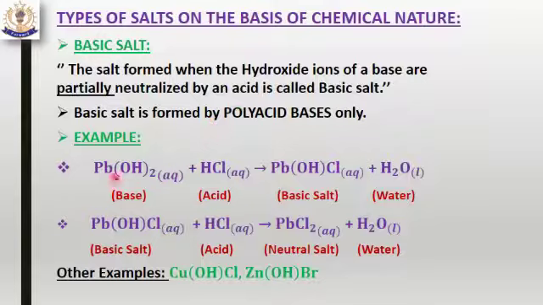Why are these called polyacid bases? Because these need more than one acid to neutralize themselves. This basic salt again reacts with another acid and forms a neutral salt. So to get neutral, these bases need more than one acid. That's why they are called polyacid bases. Other examples are copper hydroxychloride and zinc hydroxybromide. These both are basic salts.